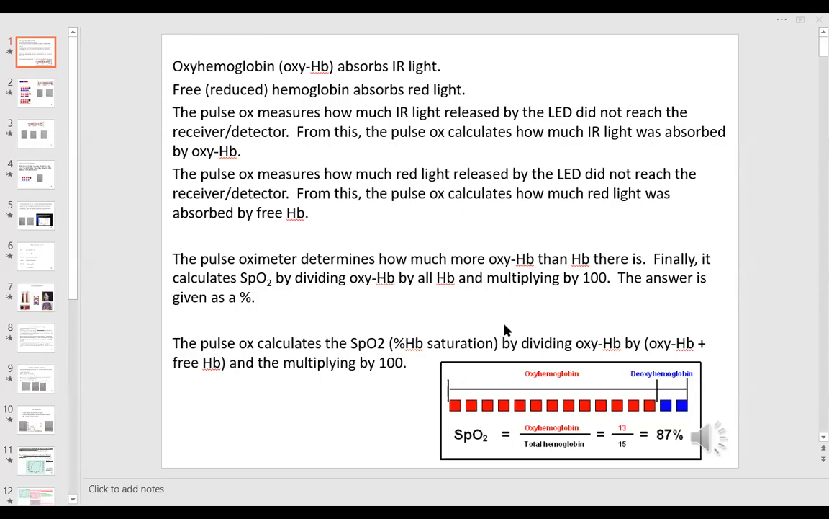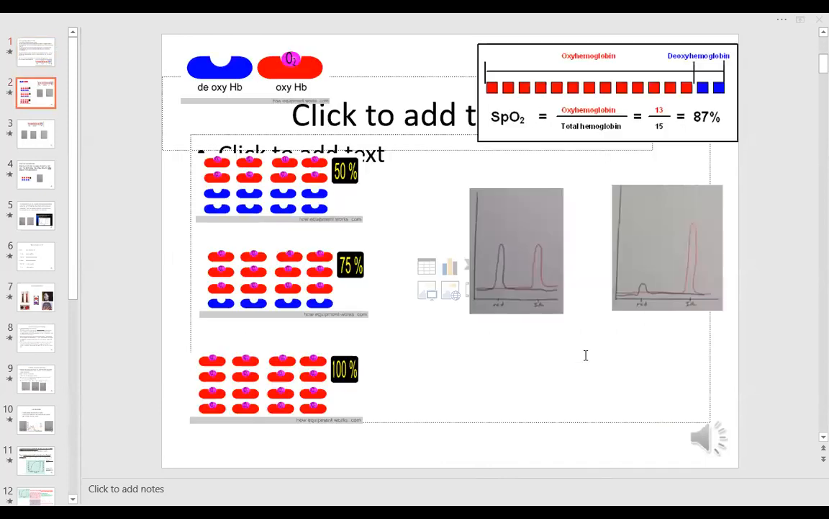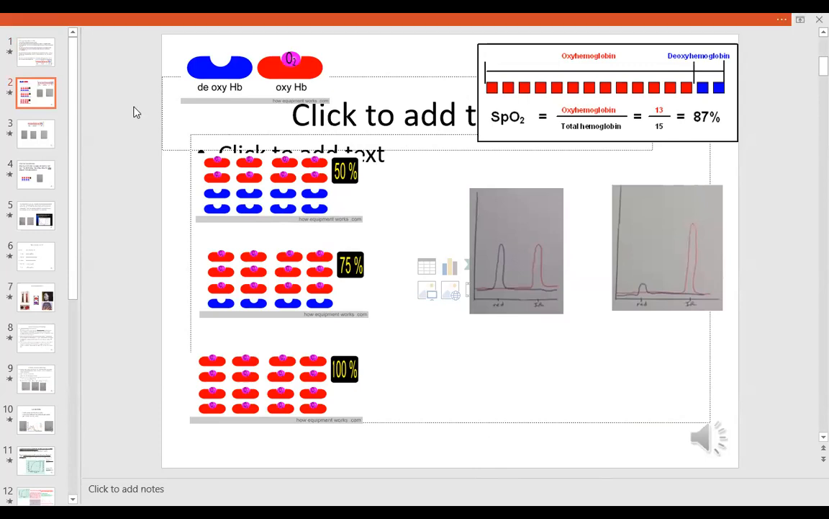So again, the pulse oximeter, SpO2, is taking the total hemoglobin and giving you a percent of how much oxyhemoglobin is in that sample. So that sample should show 95 or greater, 95 to 100%. Okay, and let me just make this slideshow, okay.